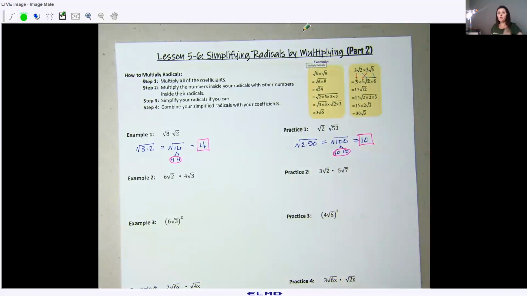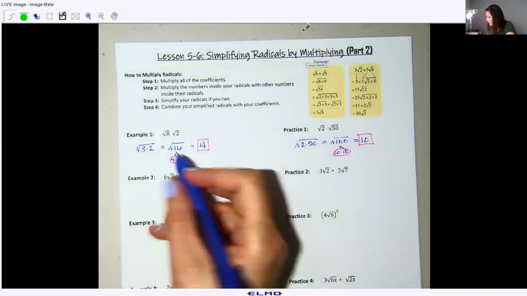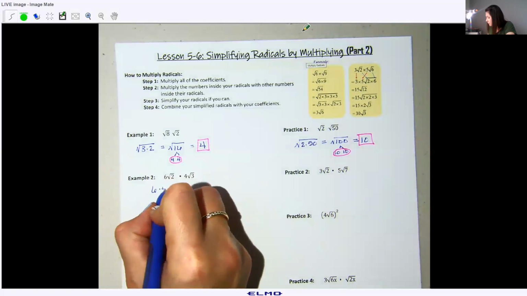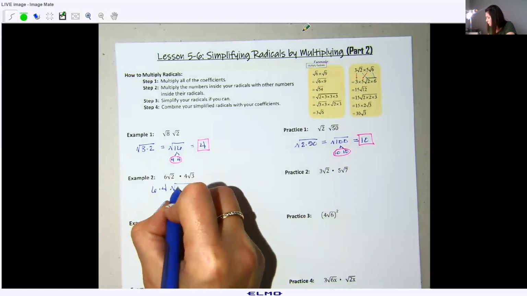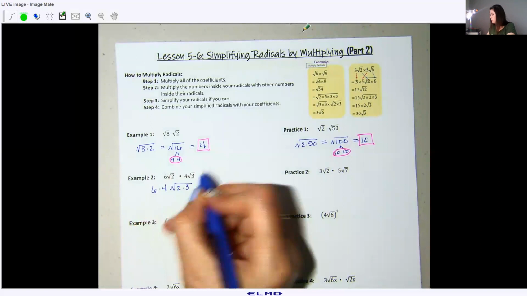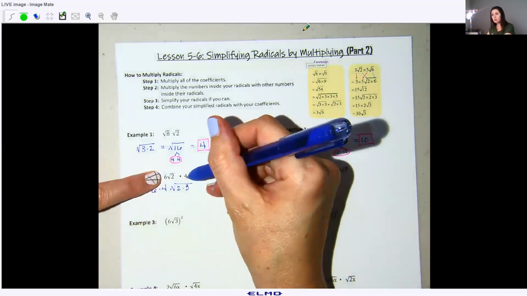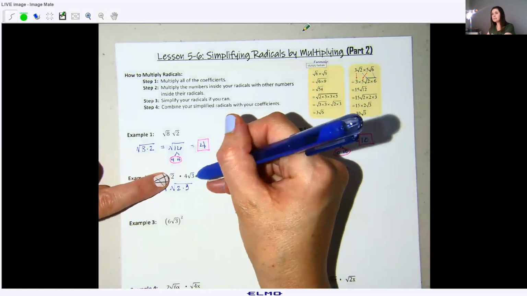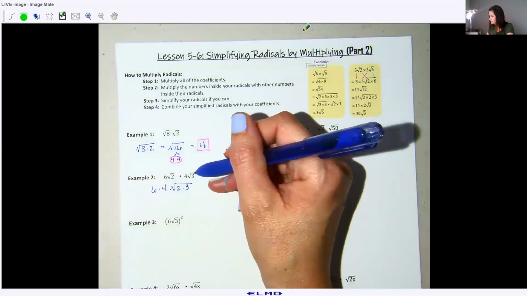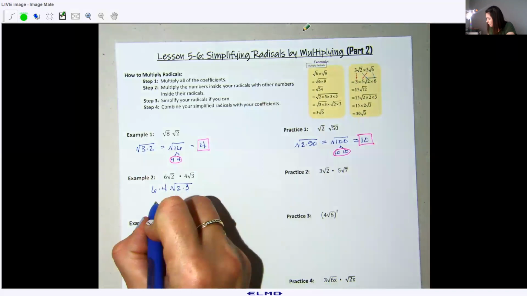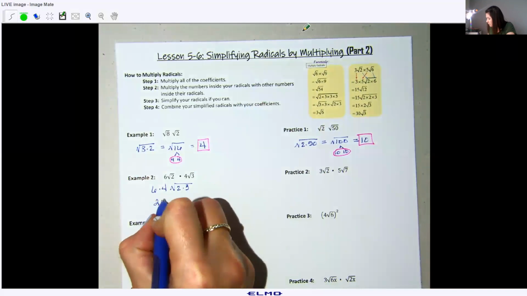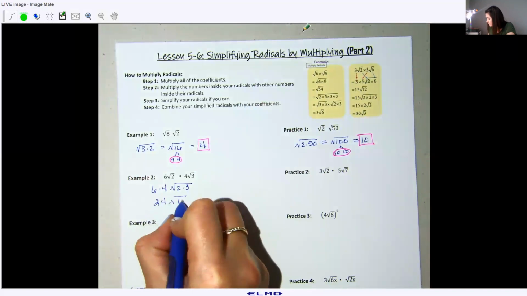All right, now we have coefficients, and this doesn't change anything. We just multiply our coefficients together, and then we multiply our radicands together. So in this case, I'm going to have 6 times 4, square root of 2 times 3. So I'm multiplying my 2 coefficients together, 6 and 4, and then inside the square root symbol, I will be multiplying my 2 and my 3 together. I end up with 24 square root of 6.